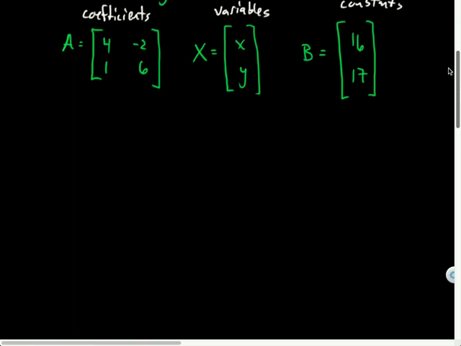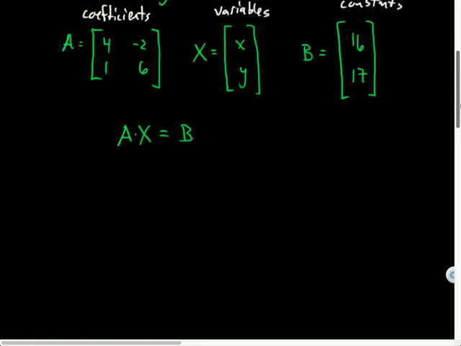Now, before we go any further, I just want to show you that A times X equals B. All right? Matrix A times matrix X equals B is kind of the general starting concept that we have for this.